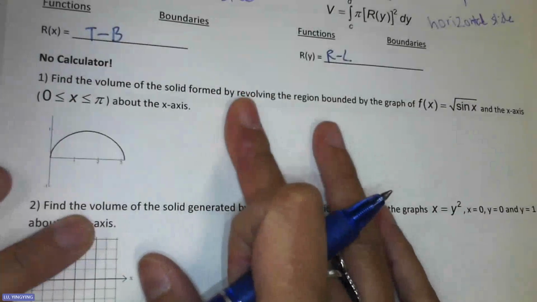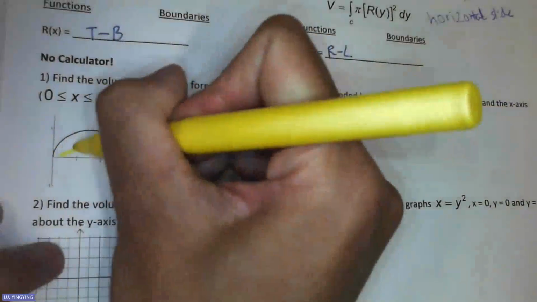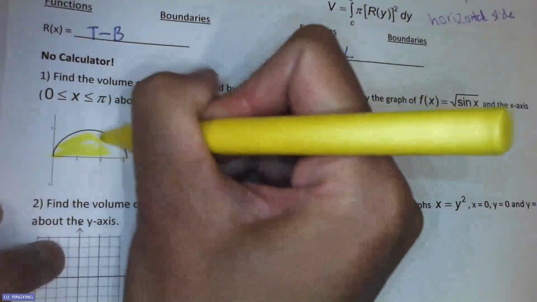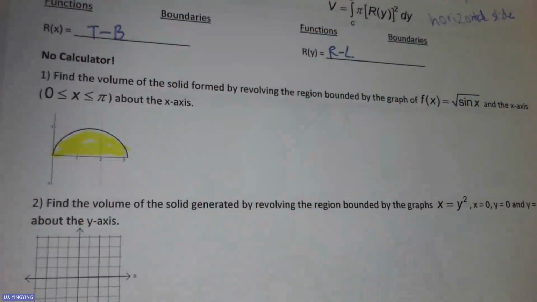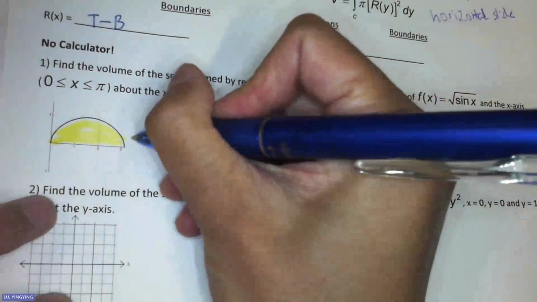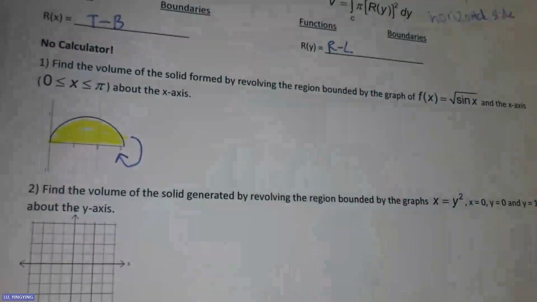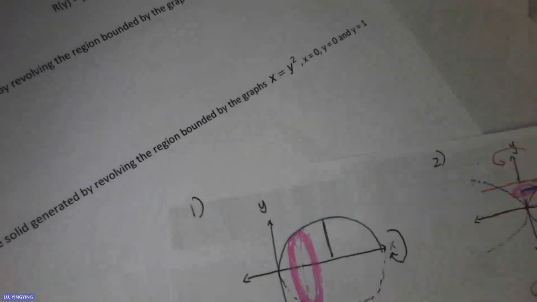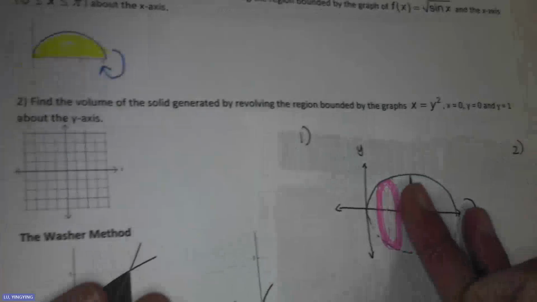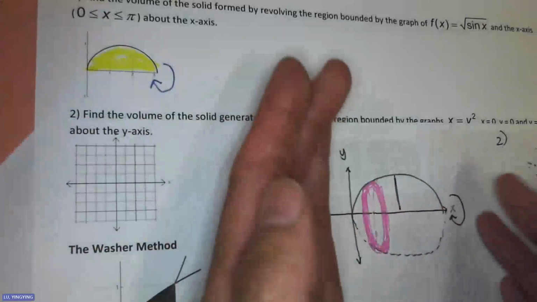Okay, so it says find the volume of the solid region bounded by this graph. They give it to you with the x-axis. So here I'm going to show it again. Here's the region. What we're going to do is rotate this in our head. So kind of like spinning this, right? So what happens when you spin this? I actually drew the 3D. Where's my 3D picture? Oh, wait, right there.